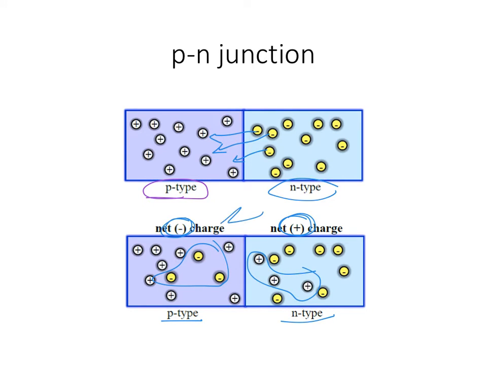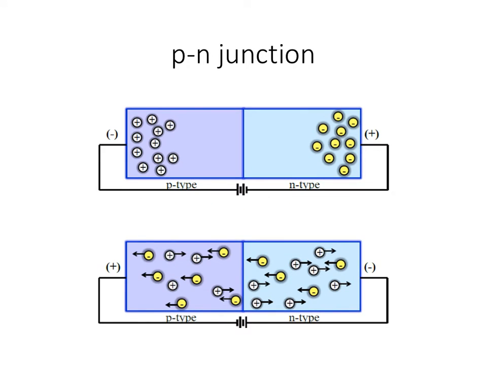From the n-type to the p-type, the electrons can just jump across. Well, what if you put a battery into it? Would that make it work any better or worse? And it all just kind of depends on which way you face the battery.